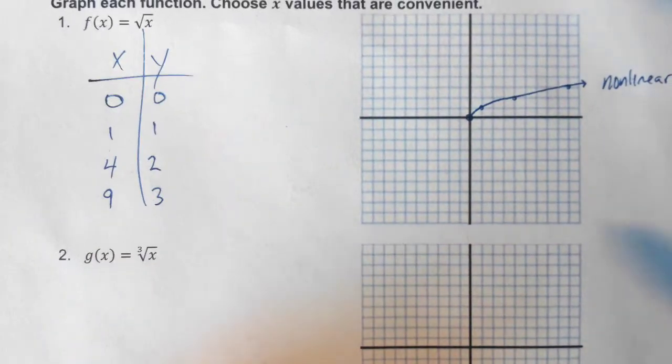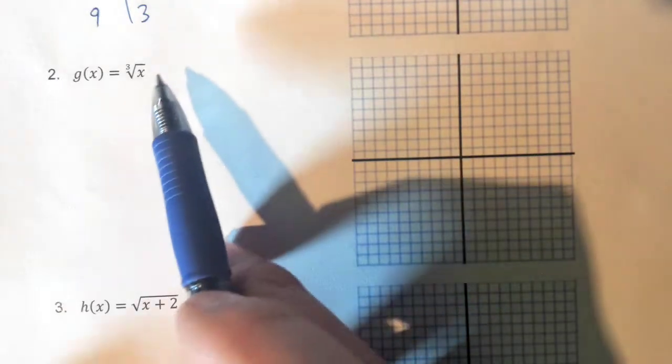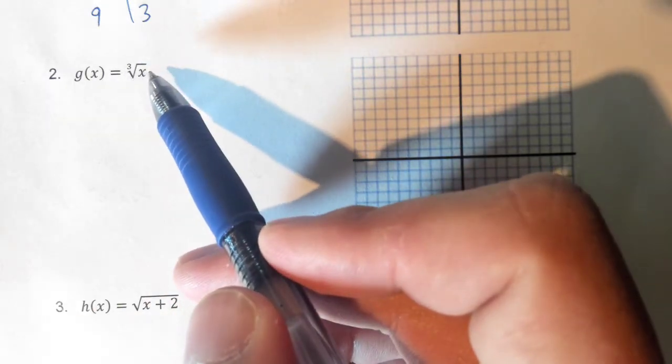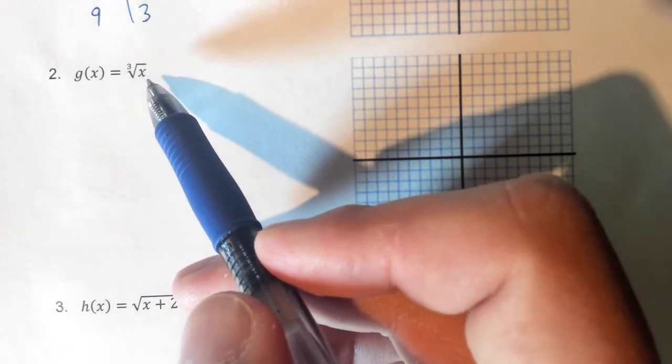Okay, for the g function, it is the cube root of x. So this one, we're going to pick perfect cubes, but remember with cube roots, we can also have negatives, so we need to pick some of those as well.